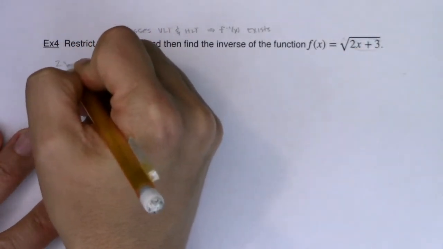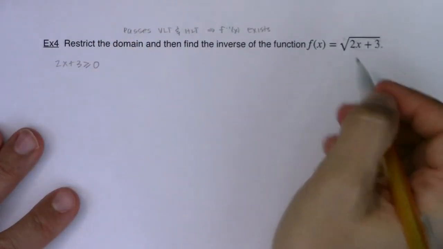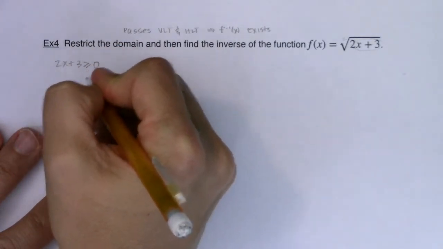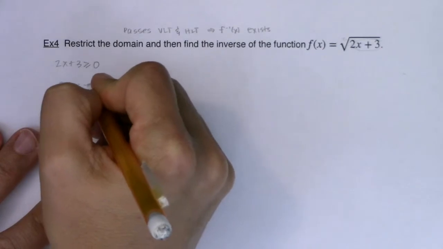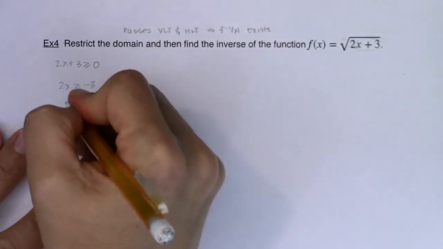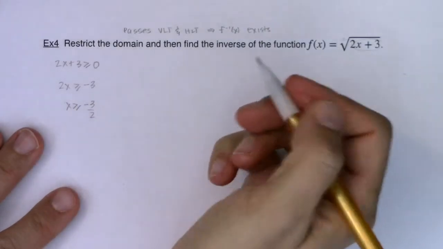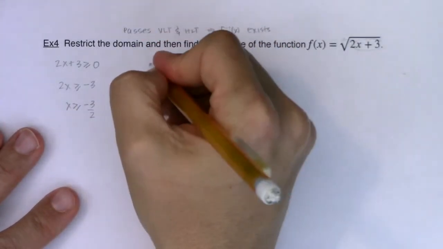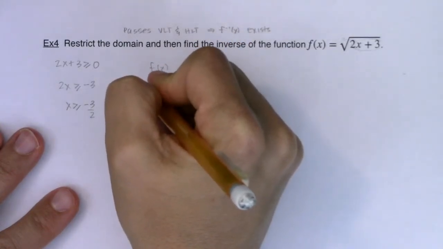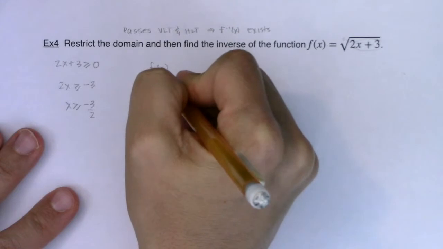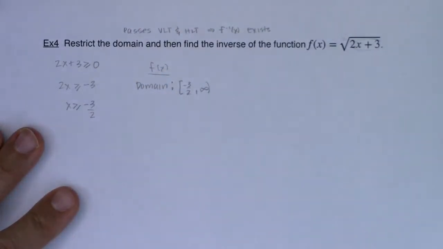So in terms of domain, luckily my radicand is just a linear expression, so I can solve this. I can move the 3 over, right? If I need that radicand to be positive or 0, and then I can divide by 2. So x has got to be greater than or equal to -3/2. So when I'm talking about my original function, I know the domain will start at -3/2 and go all the way to the right, go all the way to infinity.